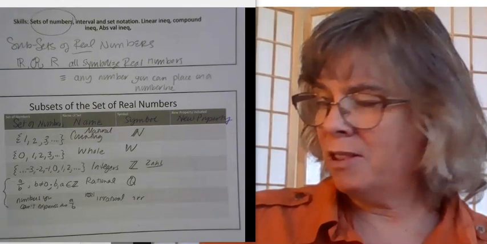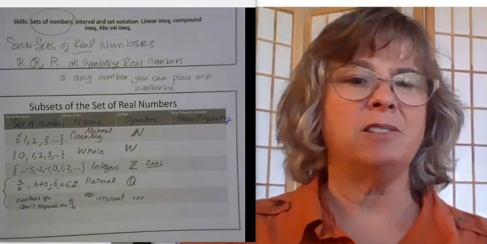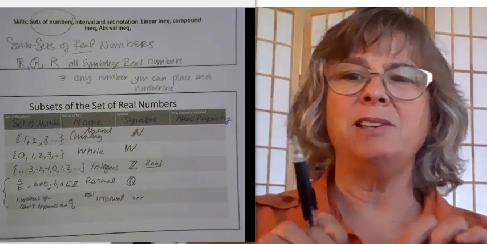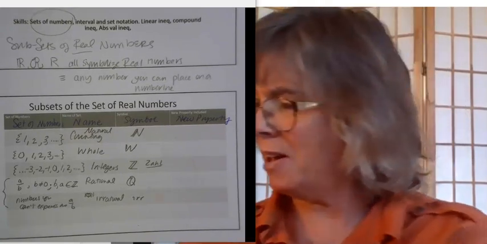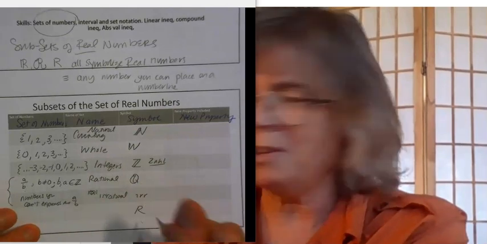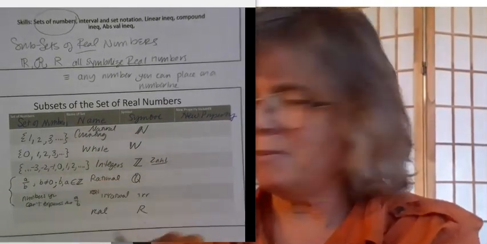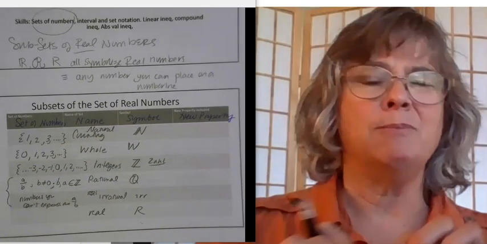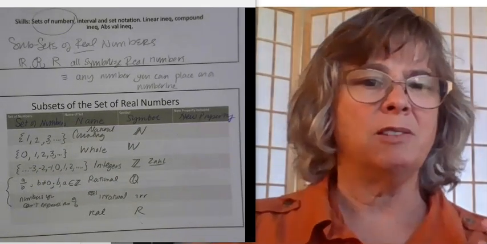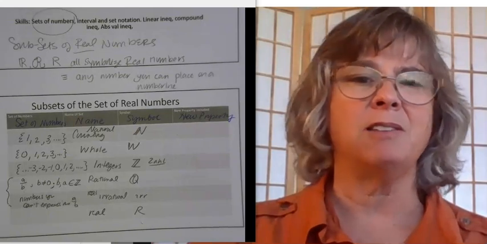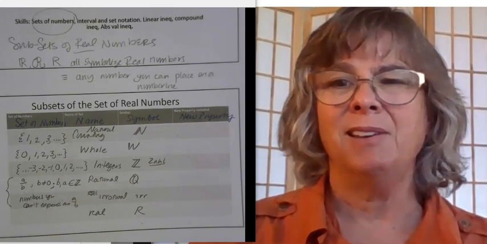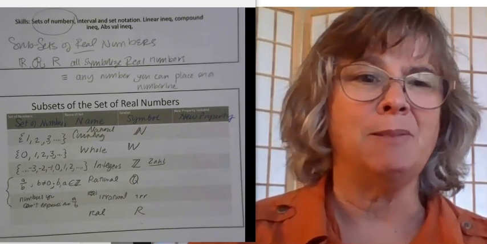Okay, but if I combine the irrational and the rational numbers, I get a complete set of numbers on the number line. I get the set of real numbers, and I'm going to use a capital R. That's the set of real numbers. And we have added completeness. We have every number in the number line. We've taken the rational and the irrational together, and they make up the set of real numbers.